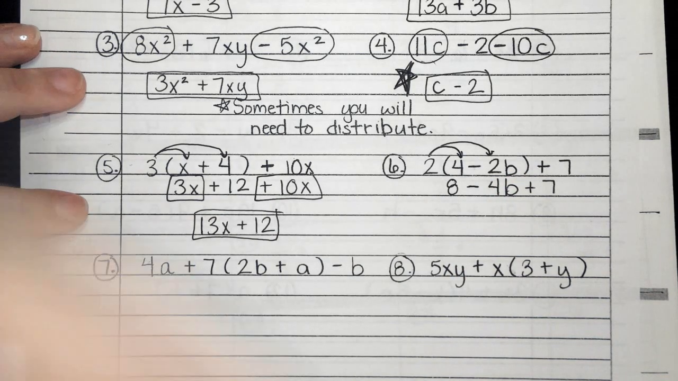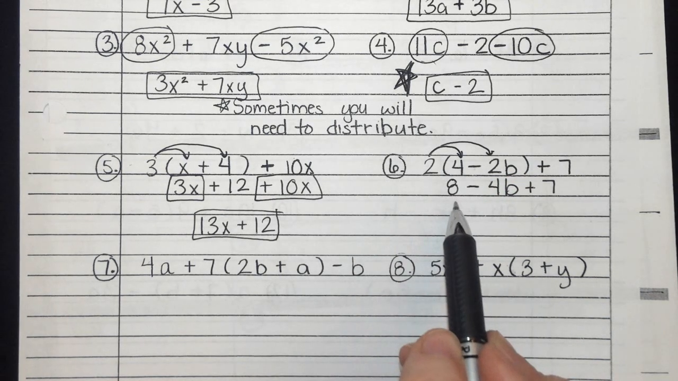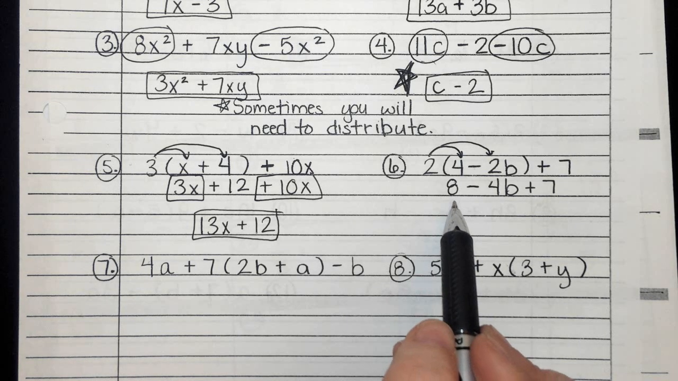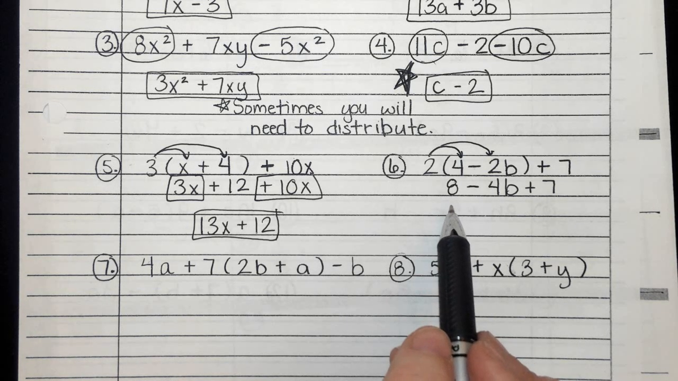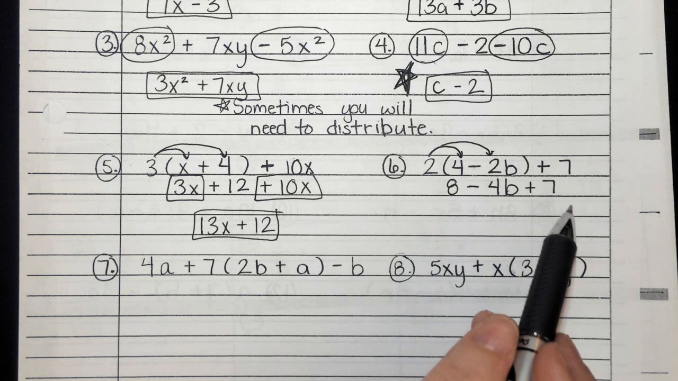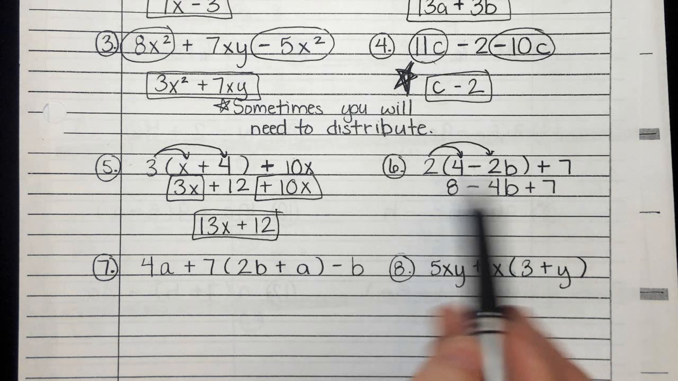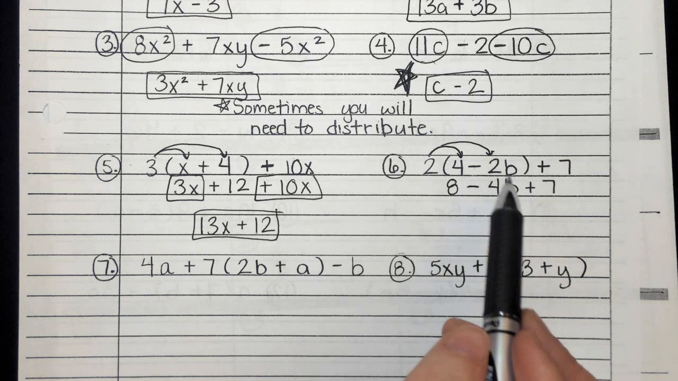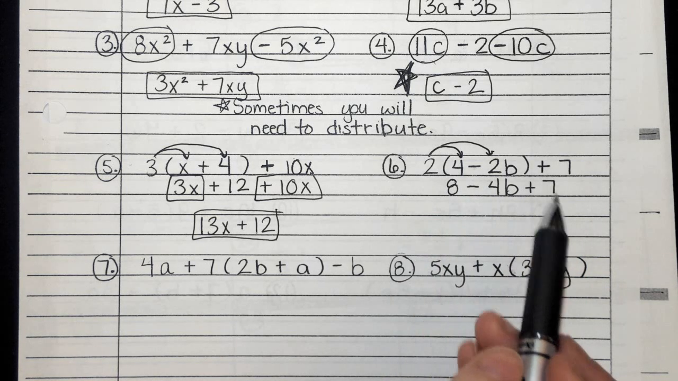All right, again, I'm going to start with the 8. Is there anything I can combine with the 8? What can I combine with the 8? 8 and 7. How did you know 7 would match? Because those aren't the same number. Yeah, 4 has a b. 8 and 7 are numbers by themselves.